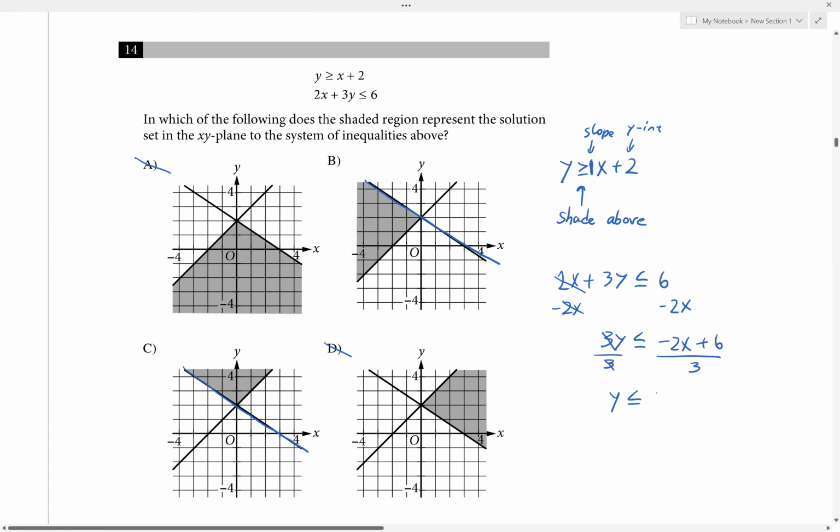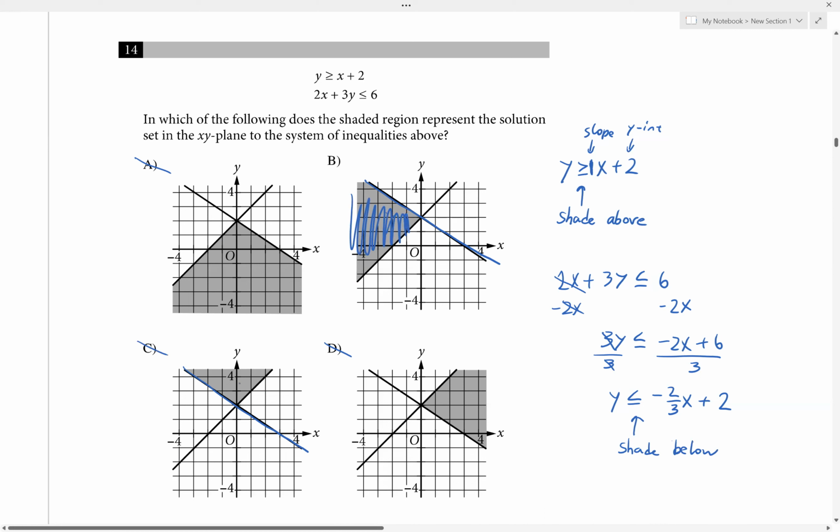And y is less than or equal to negative 2 over 3x plus 6 over 3, which is 2. So we see that the y-intercept is 2 again, and the slope is negative 2 over 3. So we go down 2 over 3, down 2 over 3. That's our line there. Well, what's the shaded region? It's less than or equal to, so we shade below the line. So the shaded region should be right here.